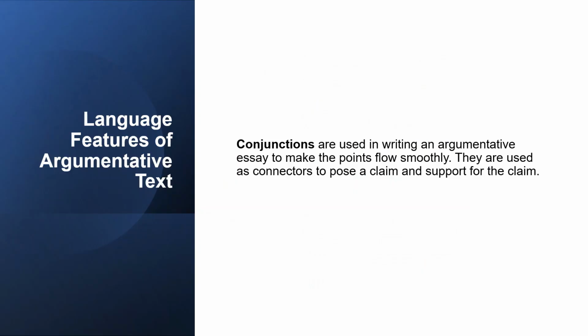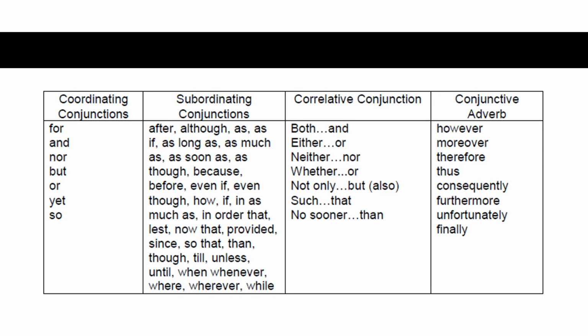How about conjunctions? Conjunctions are used in writing an argumentative essay to make the points flow smoothly. They are used as connectors to pose a claim and support for the claim. So, here are the following conjunctions that we can use. For the coordinating conjunctions, we have for, and, nor, but, or, yet, and so.